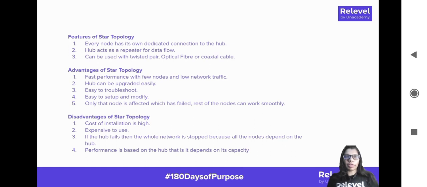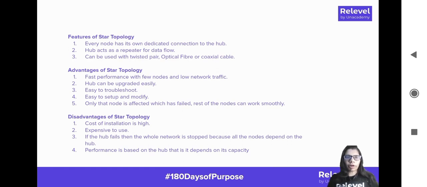Now let's move forward and see the features of this particular topology. Every node has its own dedicated connection to the hub. The hub can act as a repeater for data flow if it is an active hub, and it can be used with twisted pair, optical fiber or coaxial cable, right? So here you can use any kind of cable that is suitable for you.